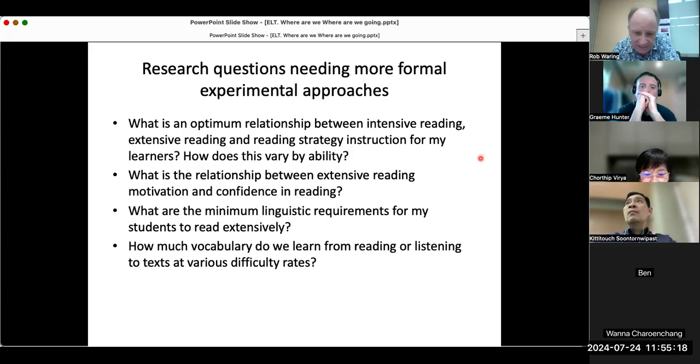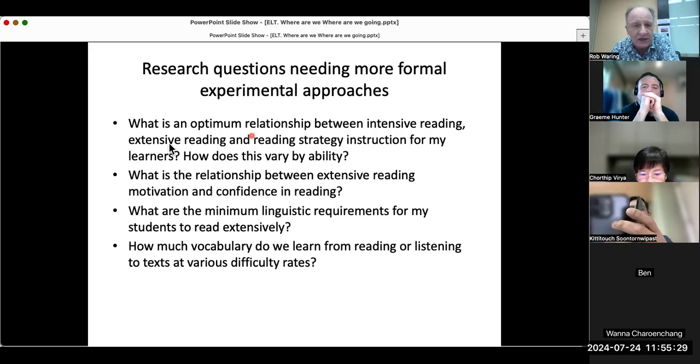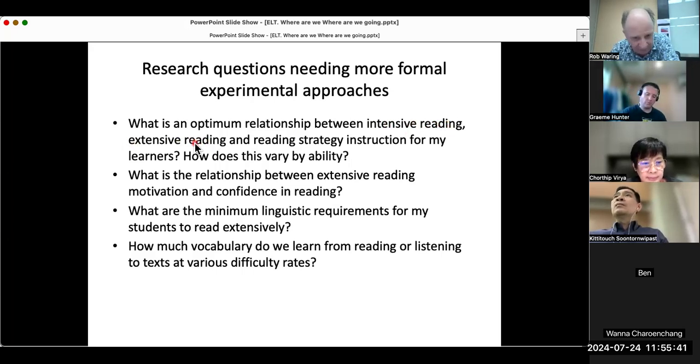These are particularly focused on vocabulary and extensive reading, which are my two specific areas. What's the optimum relationship between intensive reading and extensive reading? Notice the study reading and extensive reading are not opposites, in the sense that one is better than the other. We need the study reading for the initial learning. We need the extensive reading for the depth of learning.